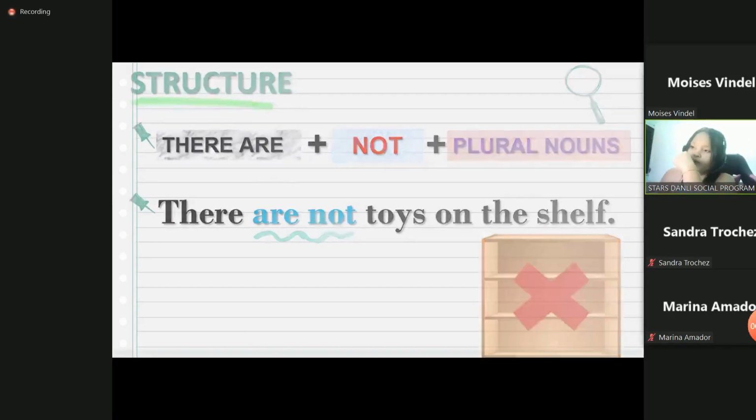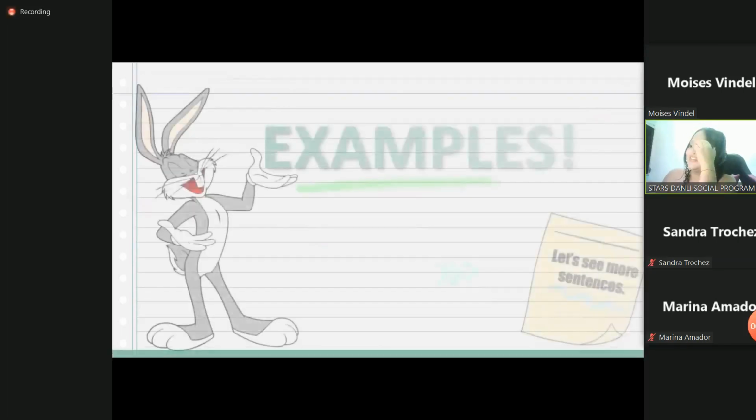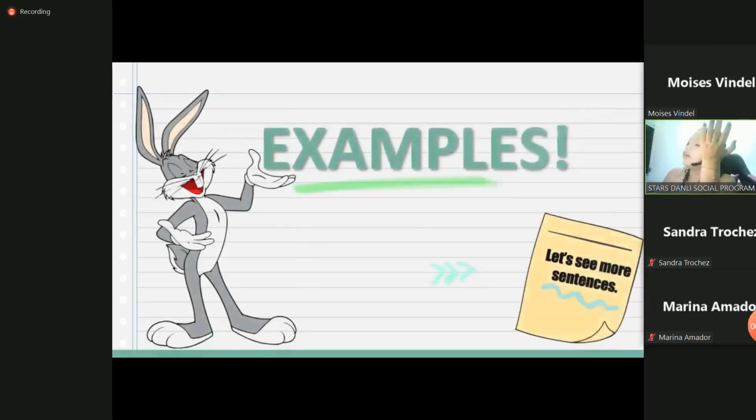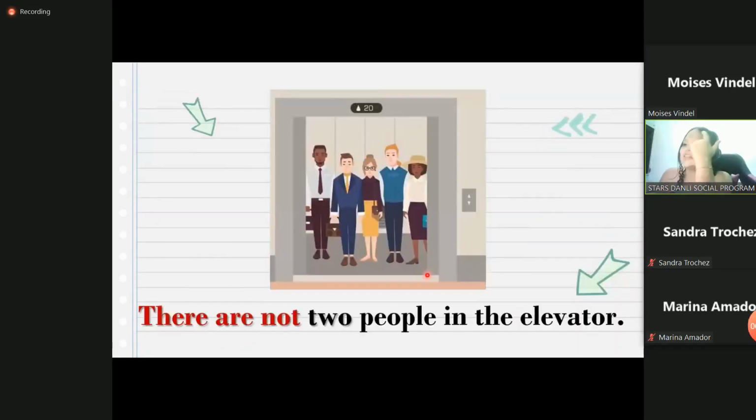Now, let's check or let's see some other examples. Let me see, Silvia, si nos ayuda a leer el ejemplo. Can you read the example, Silvia?